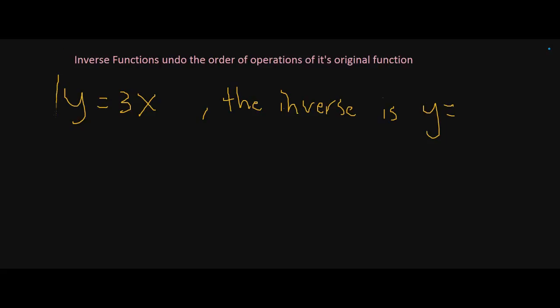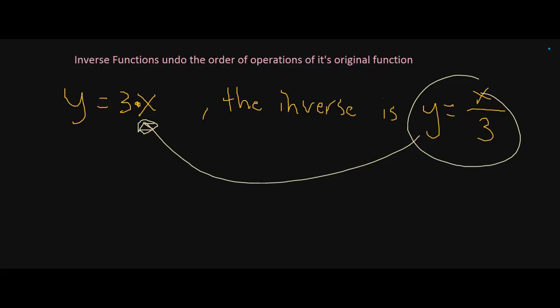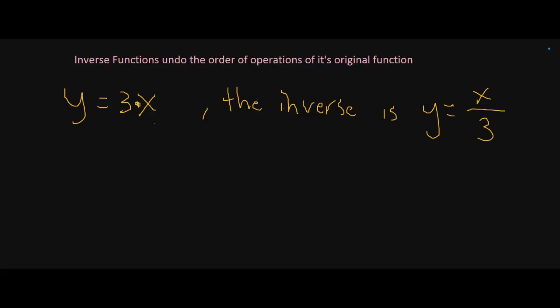So let's look at this original function, which is y equals 3x. We want to find the inverse of it. What's the opposite? We have 3 times x here. What's the opposite of multiplication? Division. So our inverse equation is just going to be x divided by 3. It does the opposite of what our original function does. Our original function multiplied x by 3, so our inverse divides by 3.